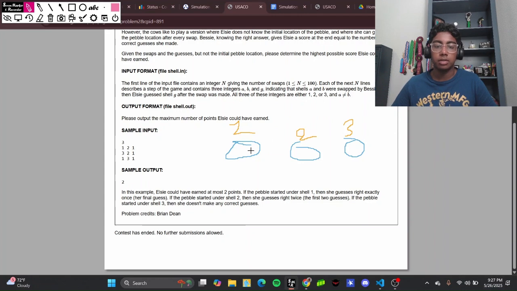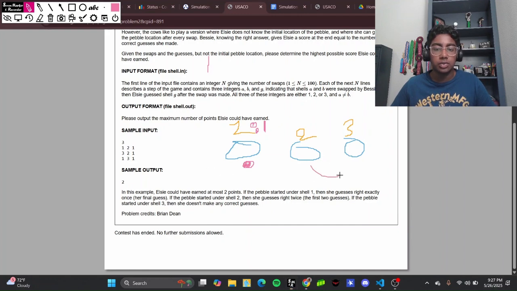starting location of the pebble, we just have to try every single starting location. So we just tried the starting location of 1, and that gave us 1 point, right? That was our score. Now we have to try the starting location under shell 2. So if it starts at shell 2, then shells 1 and 2 swap. So the pebble that was under shell 2 goes to shell 1 now. And then Elsie guessed that it's under shell 1, so she gets a point for that.